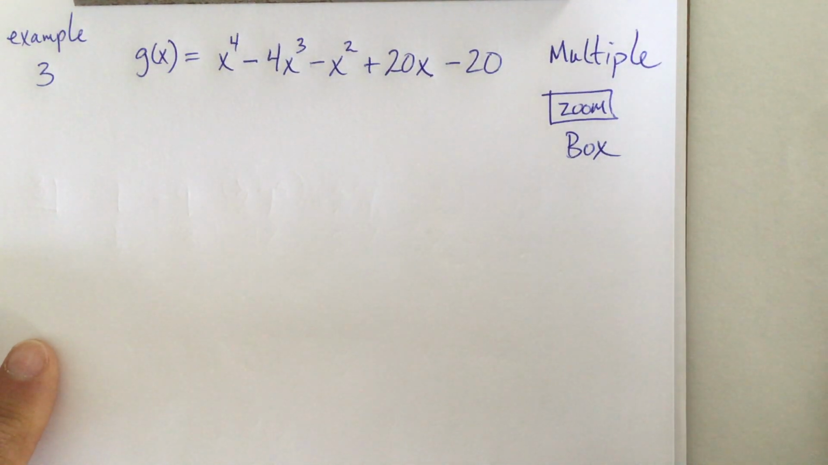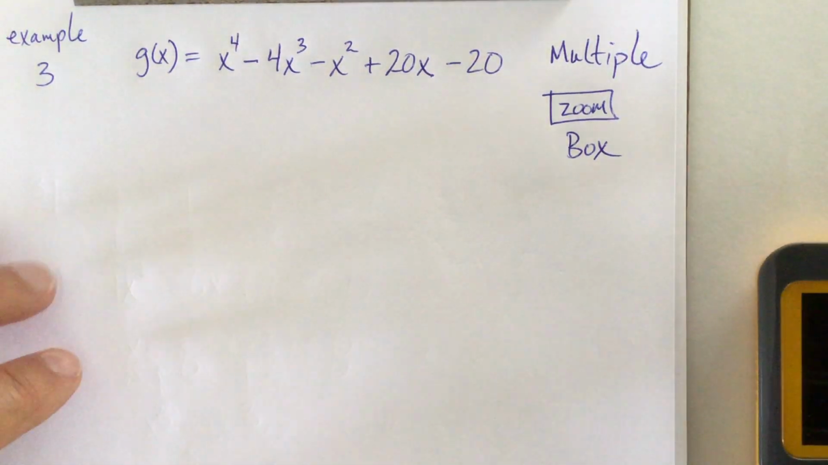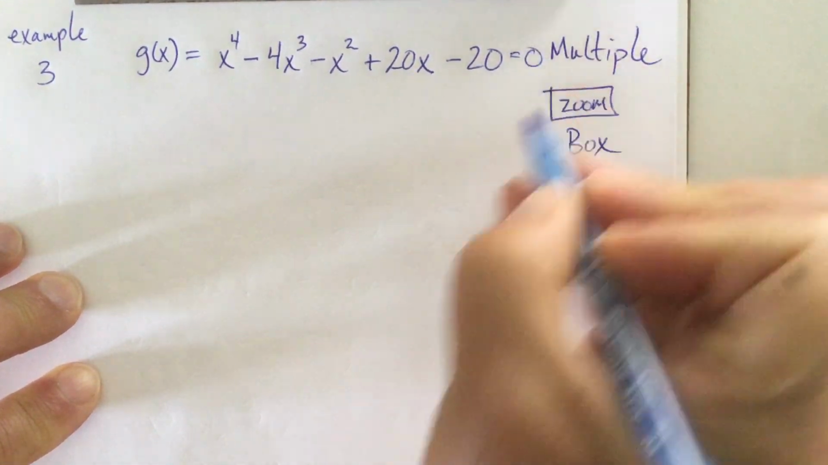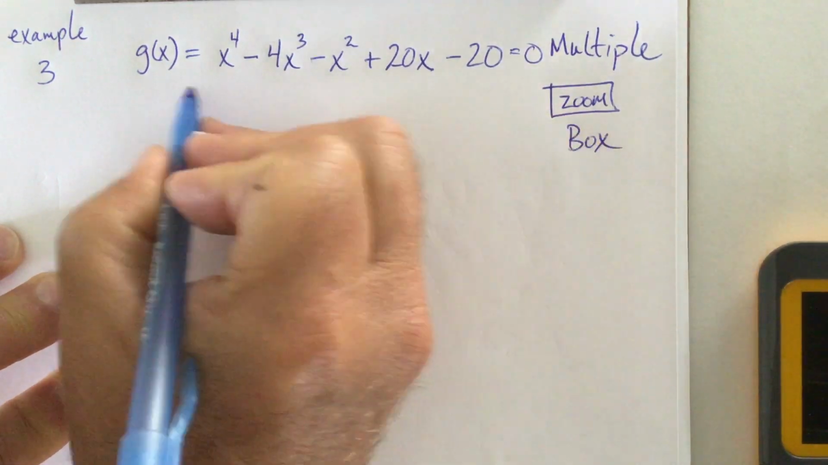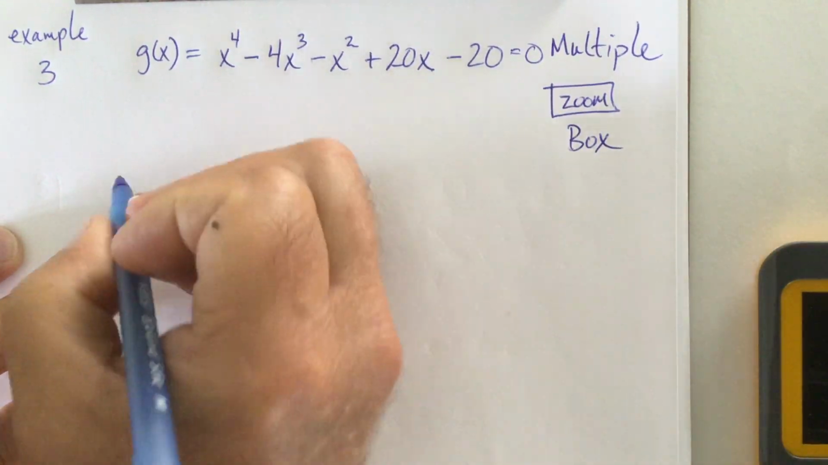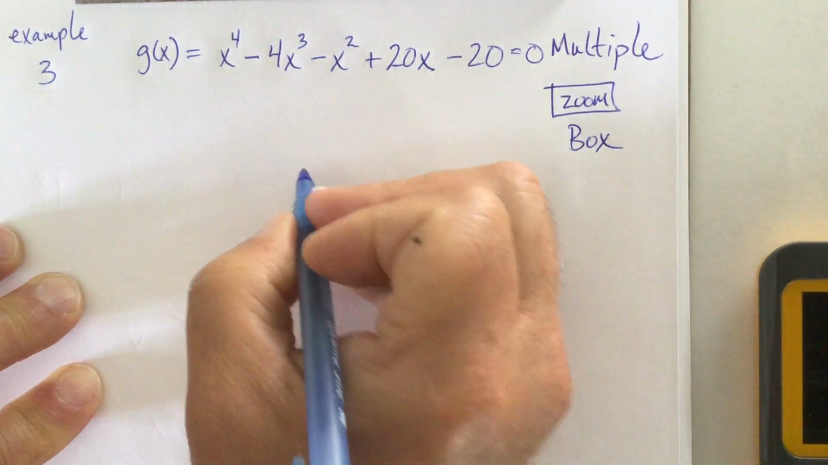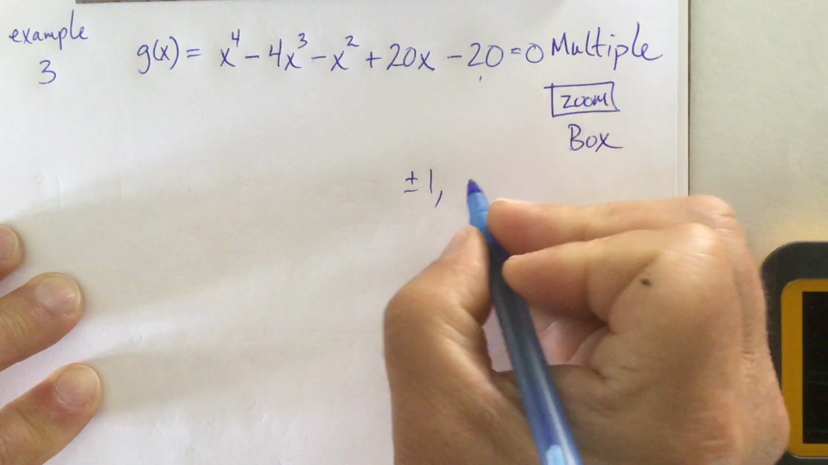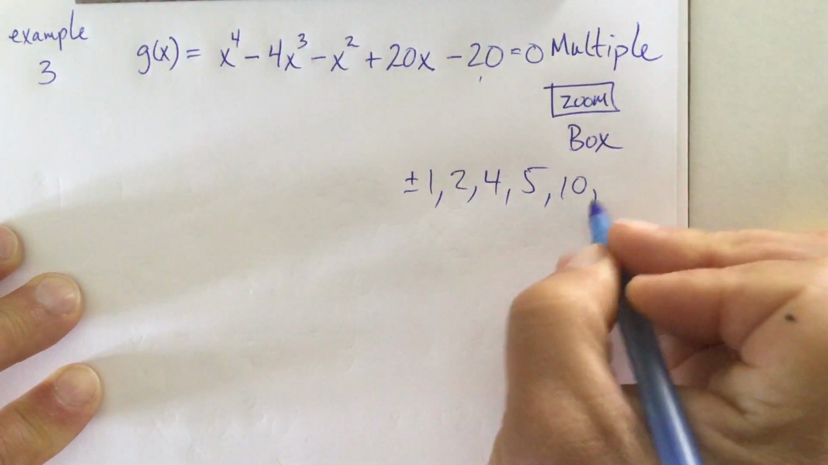Multiple zoom boxing. All right, so this is what I want you to get from this. First things first, it's in the right order. Everything's legit. I'm going to set it equal to 0 because technically that is what I'm supposed to do. I see that it's all ready for me to do synthetic division, but what are my possible roots in this one? My possible roots would be 1 goes into 20, 2 goes into 20, 4, 5, 10, and 20.